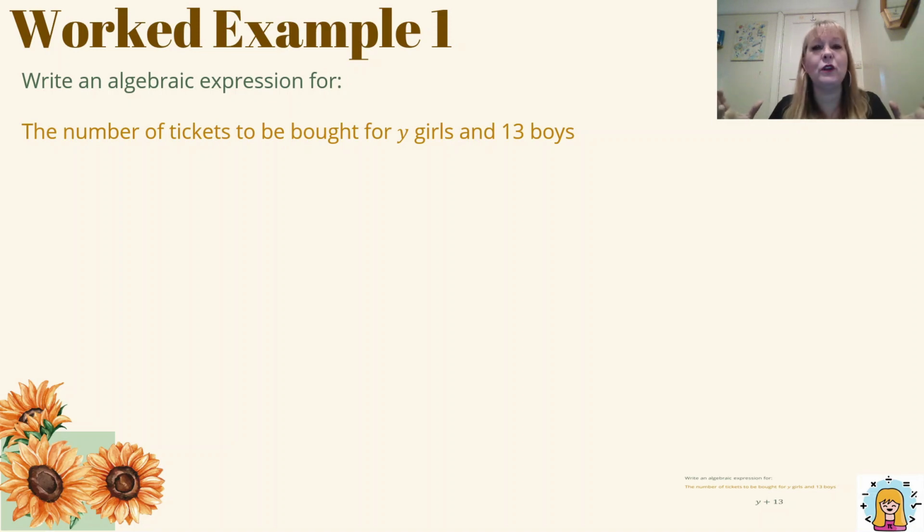It's going to be some sort of an algebra statement that we're coming up with, but we will be able to use it to work things out if we needed to. So in this case, we're wanting to work out the number of tickets to be bought for Y girls and 13 boys. Because we've got that variable of Y in there, we're never going to know how many tickets we need to buy. However, we could use Y to substitute different values in. Now, what I usually say to my students is firstly, look for the key words. The key word in this is and, it tells us we are going to be doing some addition.